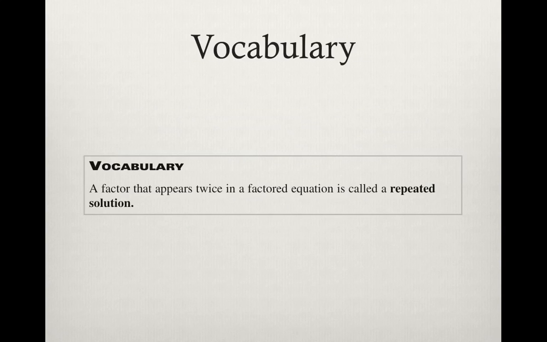So just a little bit of vocabulary as we get started here. A factor that appears twice or more, doesn't have to be twice, in a factored equation is called a repeated solution. And we need to keep that in mind, that sometimes zeros and solutions will be repeated. They'll happen more than once.